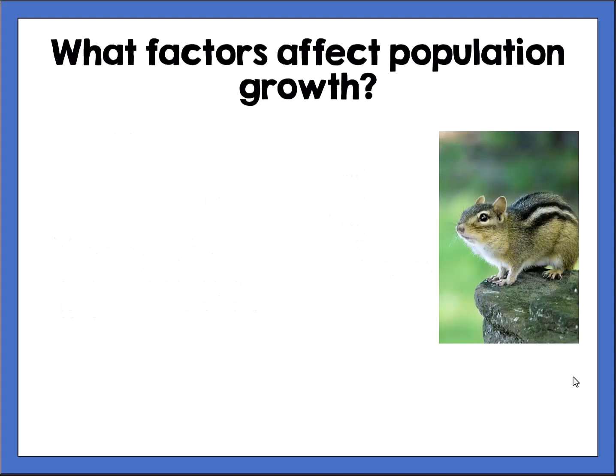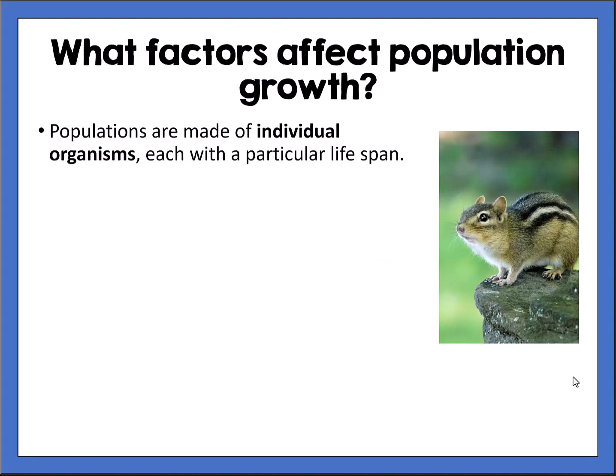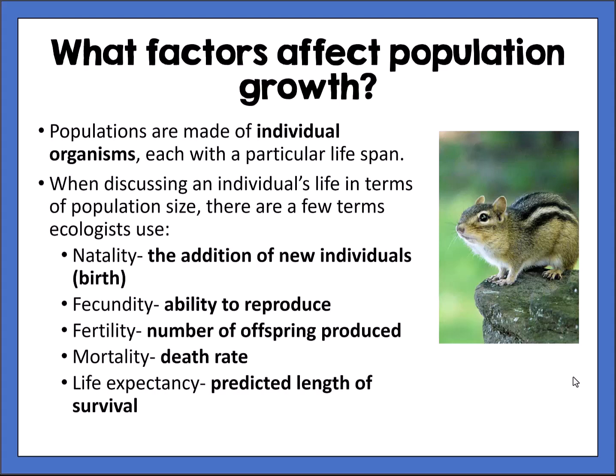But there are factors that change how quickly a population can grow. First, populations are made of individual organisms, each with a particular lifespan. So when we're discussing an individual's life in terms of population size, there are a few terms that ecologists use. Natality is the addition of new individuals to a population, and usually this is through birth. So when new individuals are born, we call that natality.